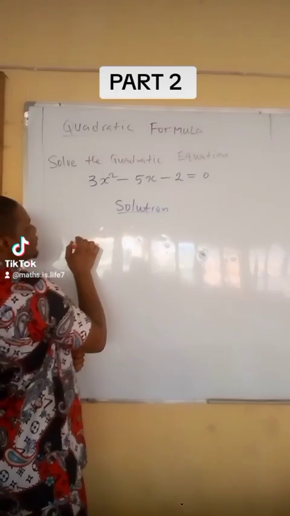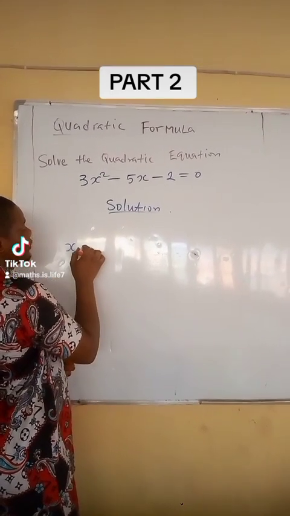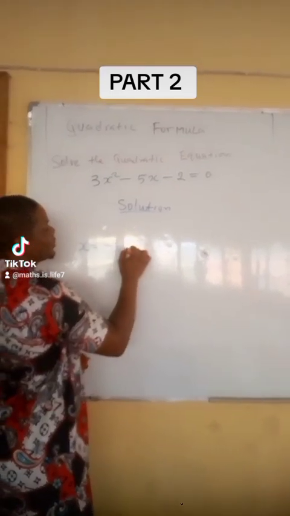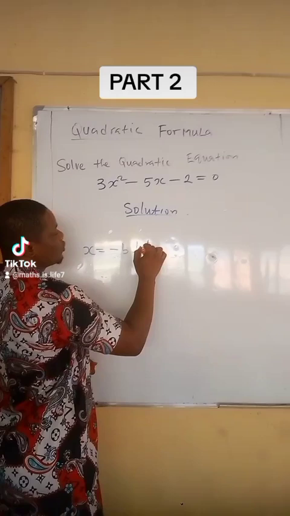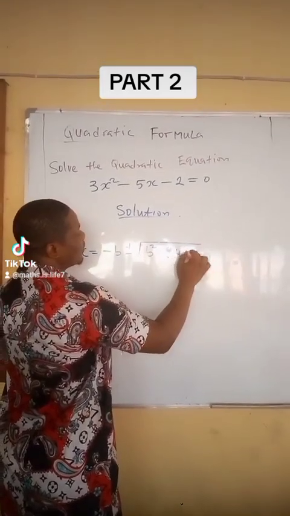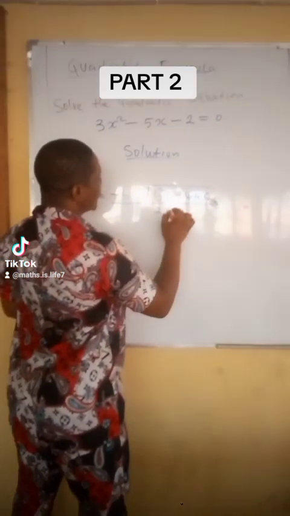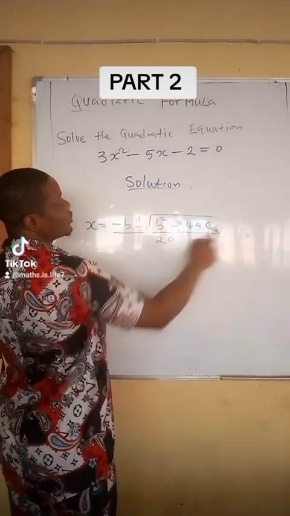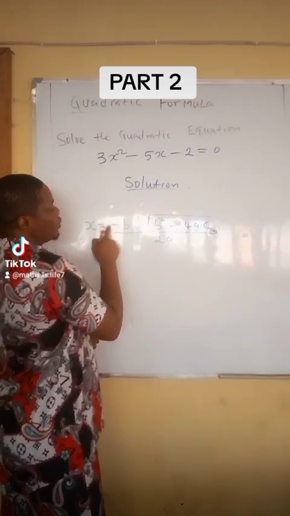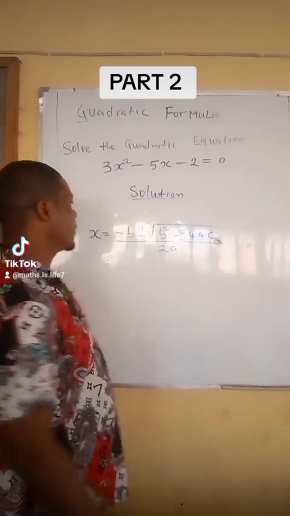The formula says x is equal to minus b plus or minus the square root of b squared minus 4ac all over 2a. Now, when you are putting your division sign, it must start from this point, minus b, because the division sign is affecting everything here.